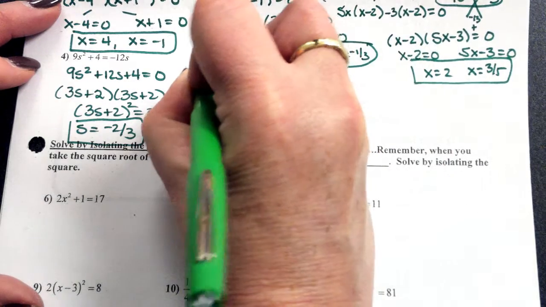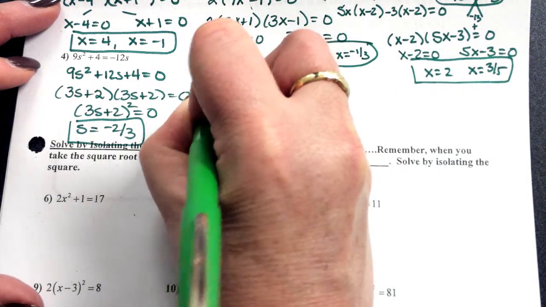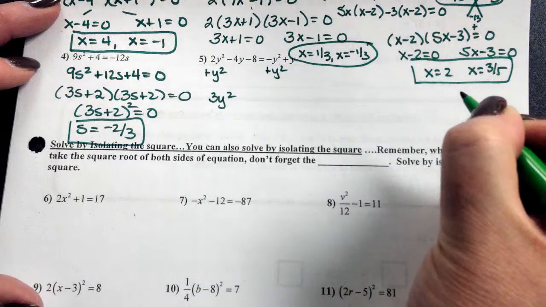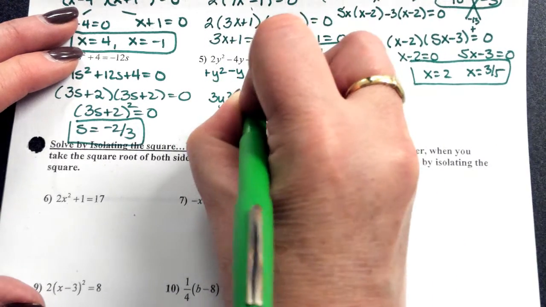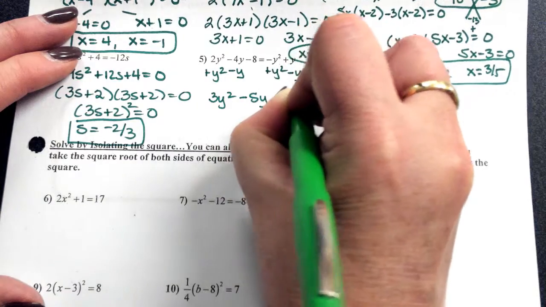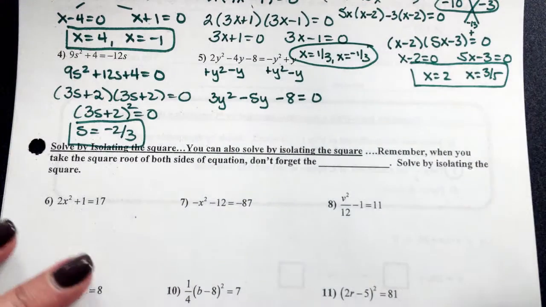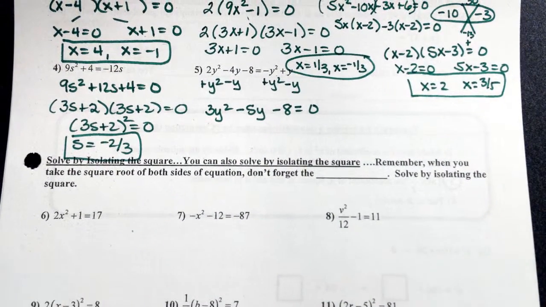I'm going to add y squared to its like term of 2y squared, so that gives me a 3y squared. I also have to subtract y, so that gives me a minus 5y, minus 8 is equal to 0. So sometimes you may have to move more than one term over, but you always want to make sure you have that 0 on one side. All right, so you guys go ahead and finish that by factoring.